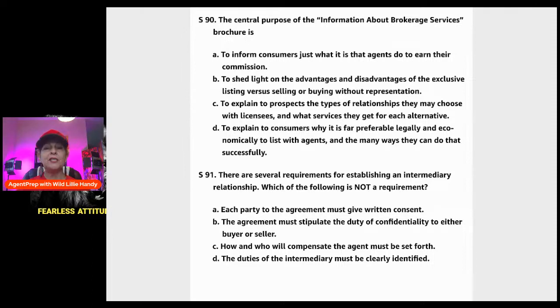So, information about brokerage services. A little bit of maybe common sense, maybe not. So we have a C so far.